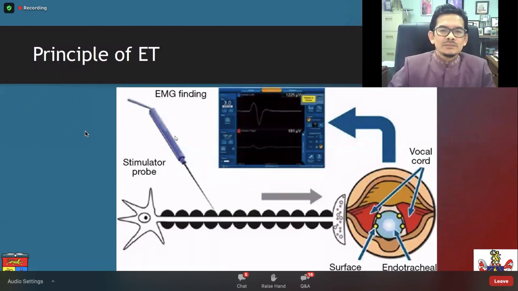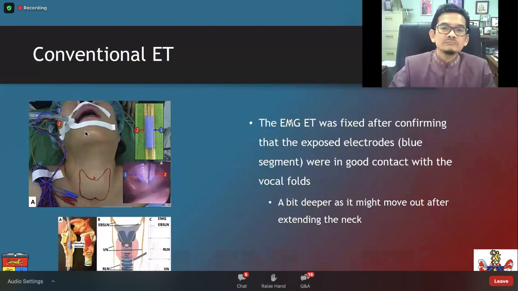So this is the principle of the endotracheal tube EMG. When you stimulate the vagus or the recurrent laryngeal nerve, the impulse will be transmitted down to the vocal cord, and that will cause movement of the vocal cord. The movement of the vocal cord will be picked up by the surface electrode, and this will be converted into an electrical impulse that will be shown on the monitor. So if you have a complete circuit, that means the nerve is intact.